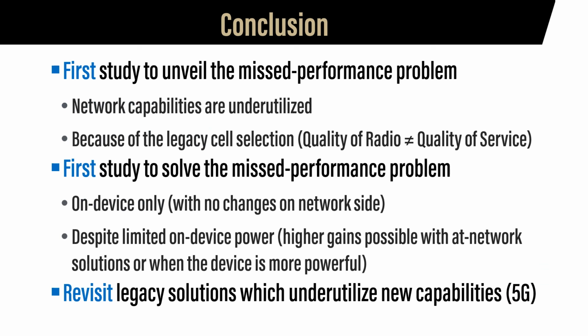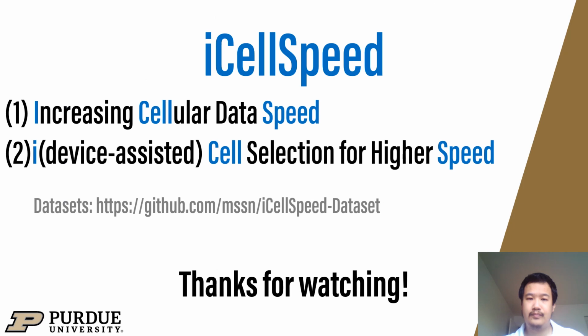To conclude, in this work, we conducted the first study to unveil the missed performance problem, and we proposed the first device-side solution to solve this problem with limited on-device power. Our work revisits legacy cell selection solutions, which underutilize new capabilities of modern cellular networks. iCellSpeed has 2 meanings. First, it increases cellular data speed. Second, iCellSpeed uses eye-assisted cell selection to increase data speed for the device and by the device.